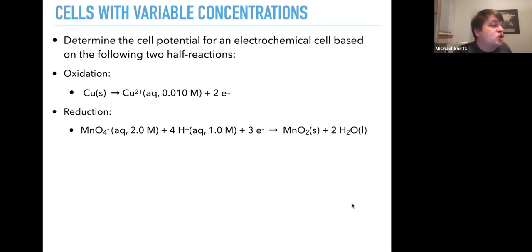Okay, so we want to determine the cell potential for an electrochemical cell based on the following two half reactions: oxidation of copper and reduction of manganate to manganese oxide. So the first thing we need to do, what's the equation that we'll be using?